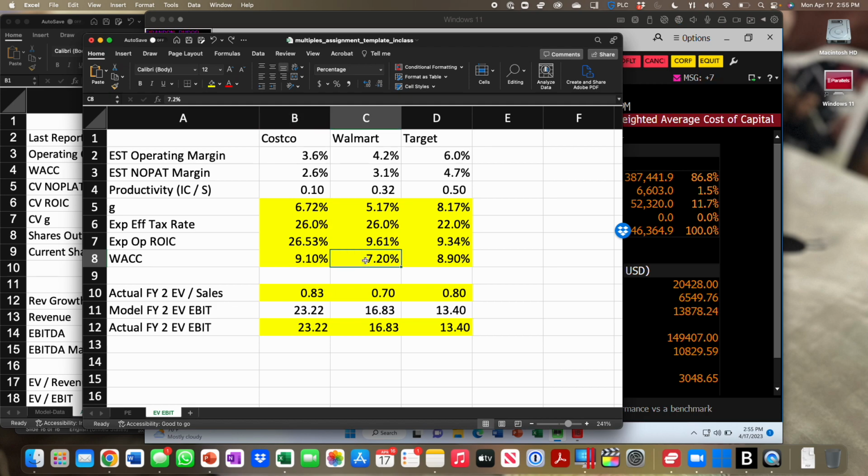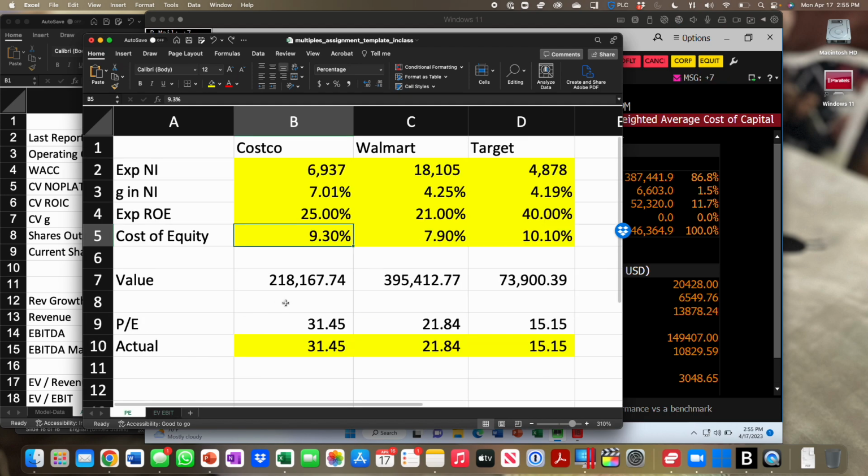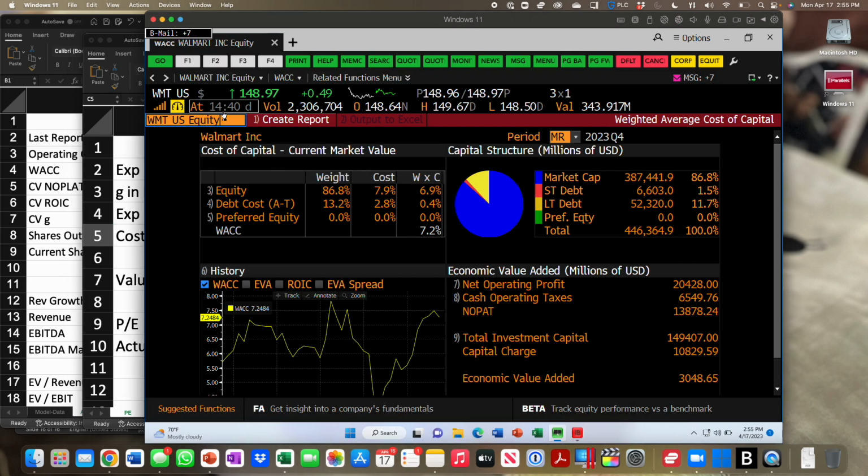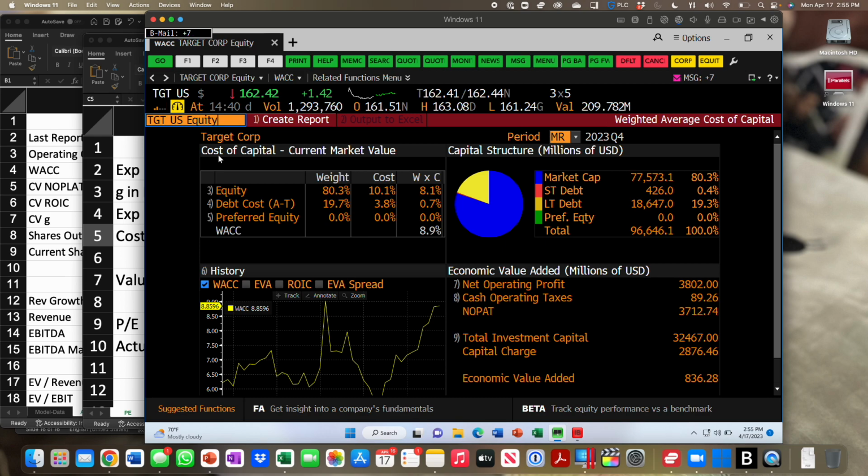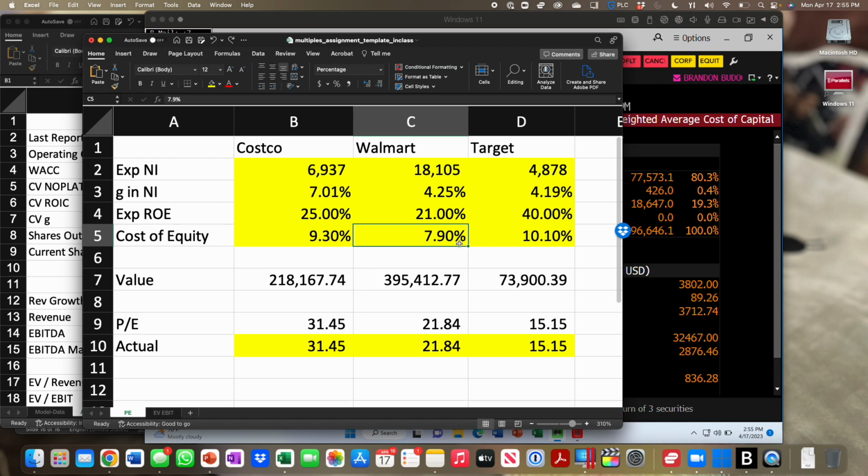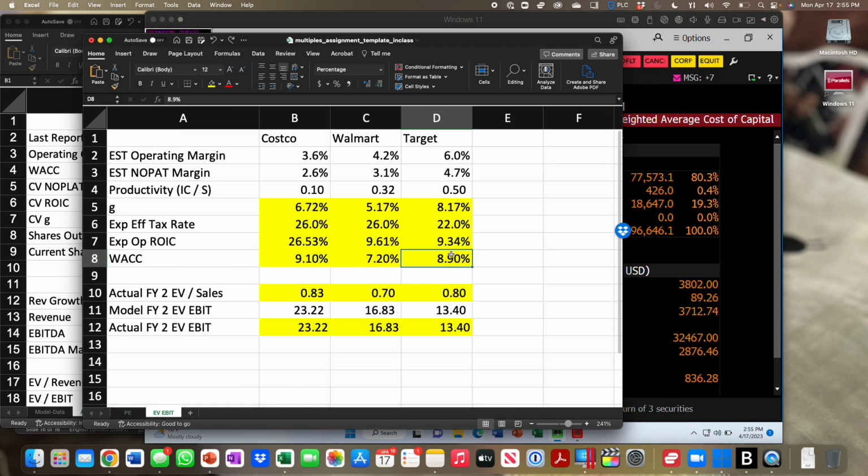This is my 7.2% WACC for Walmart. This is my 7.9% cost of equity for Walmart. I then went to Target, did the same thing. Target, WACC screen, take screenshot, screenshot number 3, WACC, cost of equity 10.1, WACC 8.9. Okay, so that's where those 6 data points came from, the WACC screenshots for those 3 companies.